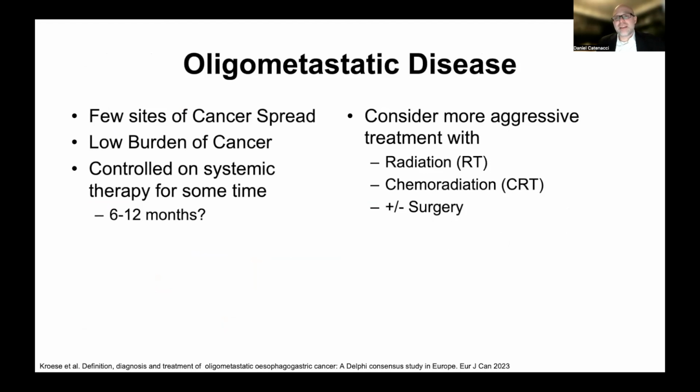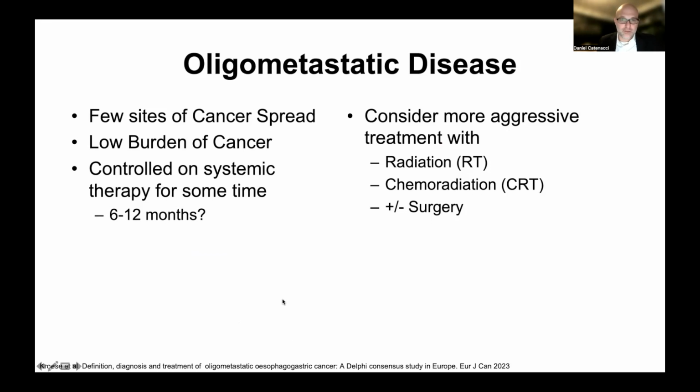Finally, I'm going to introduce the concept of oligometastatic disease, which is defined as a few sites of cancer spread, low cancer burden, but it is still stage 4 disease classically. And so there is actually debate as to what is considered oligometastatic disease, because it's sort of a subjective measure. How many sites is low versus not? What's the threshold? An example of that is a recent paper where they tried to come up with criteria of what is and isn't oligometastatic disease.